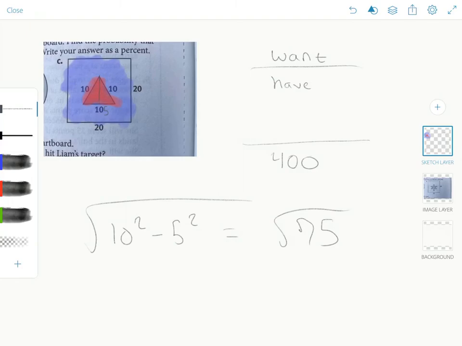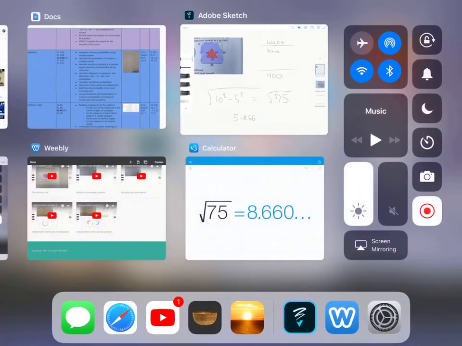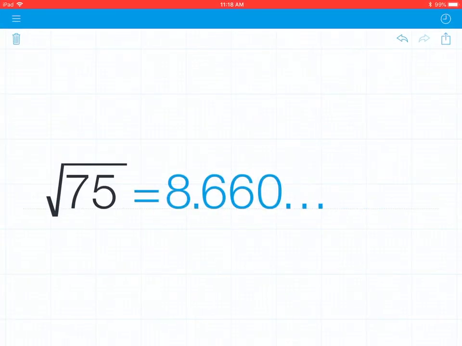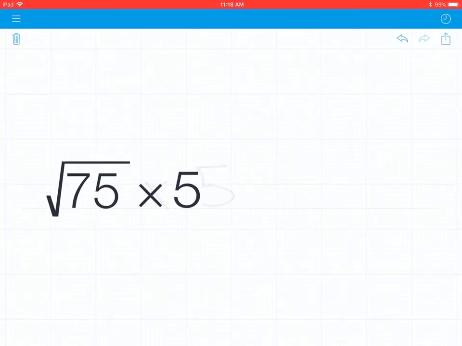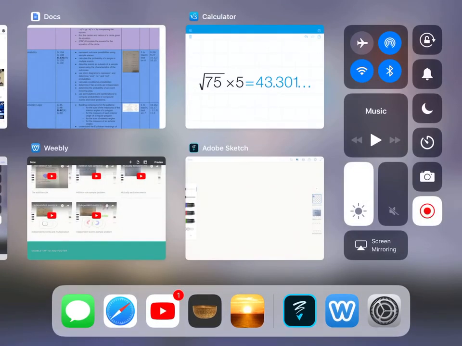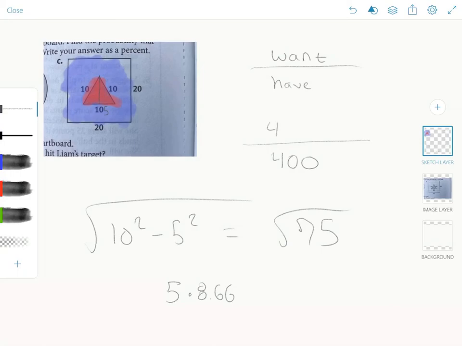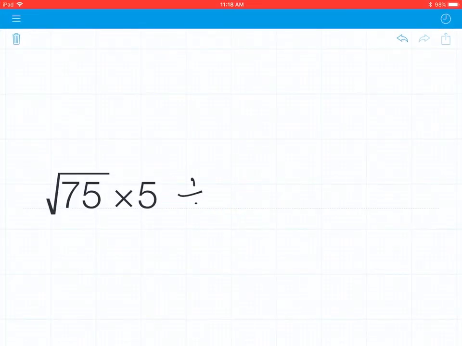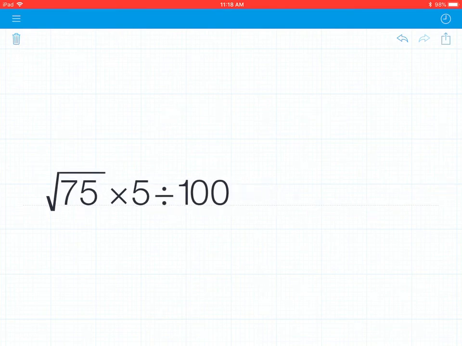So then the area of that triangle is 1/2 the base, which is 5, times 8.66. And that will be the numerator of our fraction. So about 43.3, or 5 roots of 75, which could be reduced down, of course. So let's say 43.3, and then we're going to reduce that entire fraction. We're going to divide that value by 400.